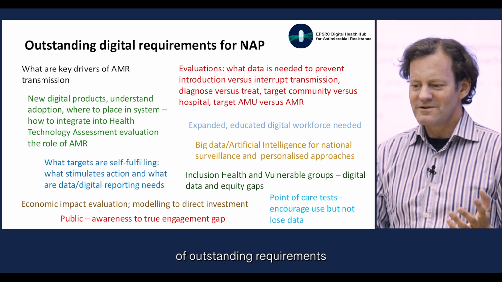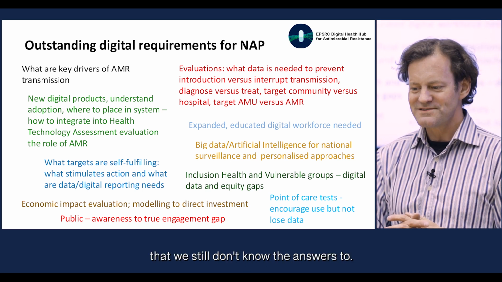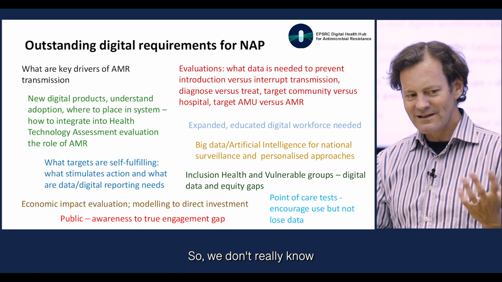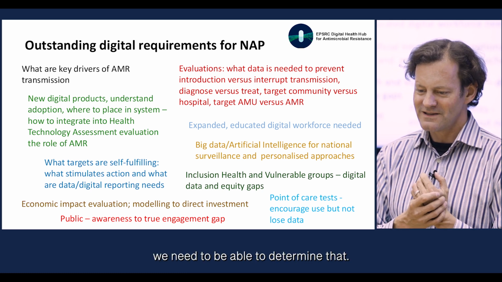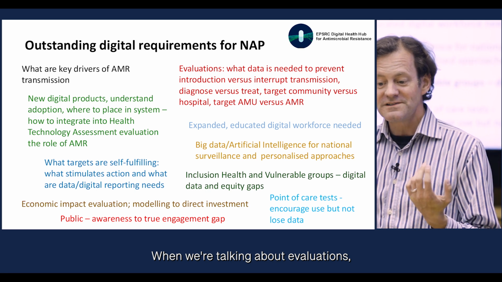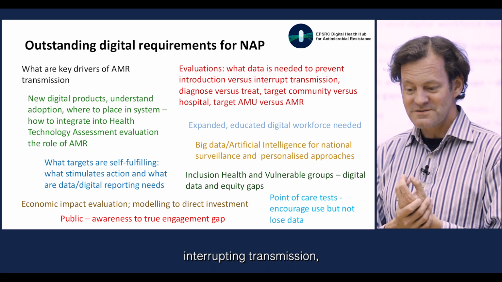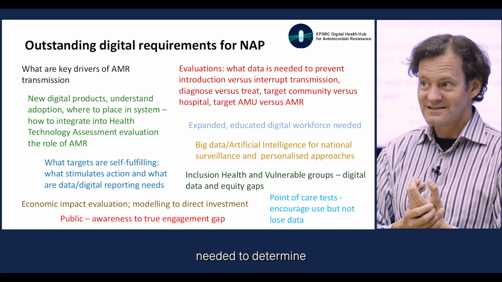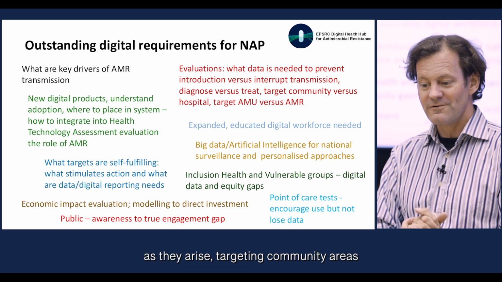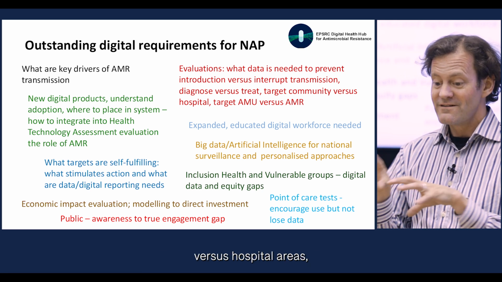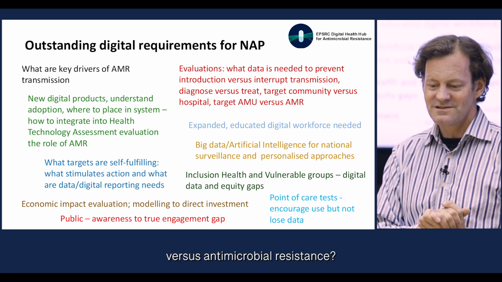I think there's a large number of outstanding requirements going forward that we still don't know the answers to. So we don't really know what the key drivers for AMR transmission are, and what data do we need to be able to determine that. Where we're talking about evaluations, what data do we need to prevent the introduction versus interrupting transmission? What data is best needed to determine whether we should be diagnosing infections right at the start or treating them as they arise, targeting community areas versus hospital areas, targeting antimicrobial usage versus antimicrobial resistance.